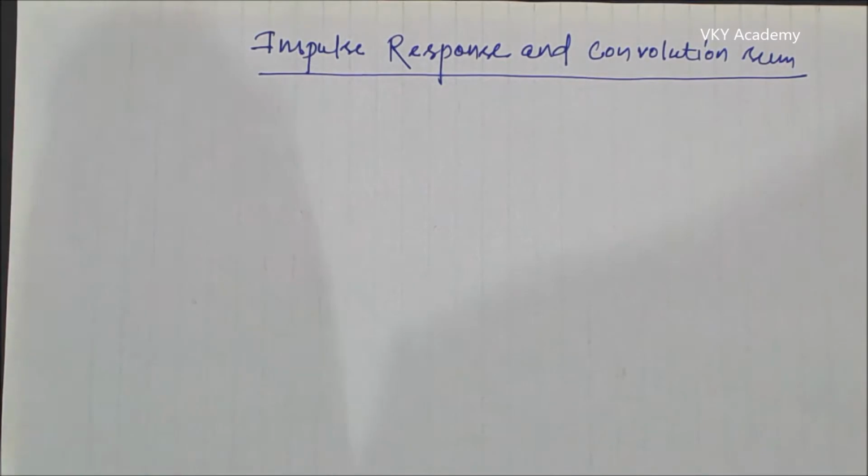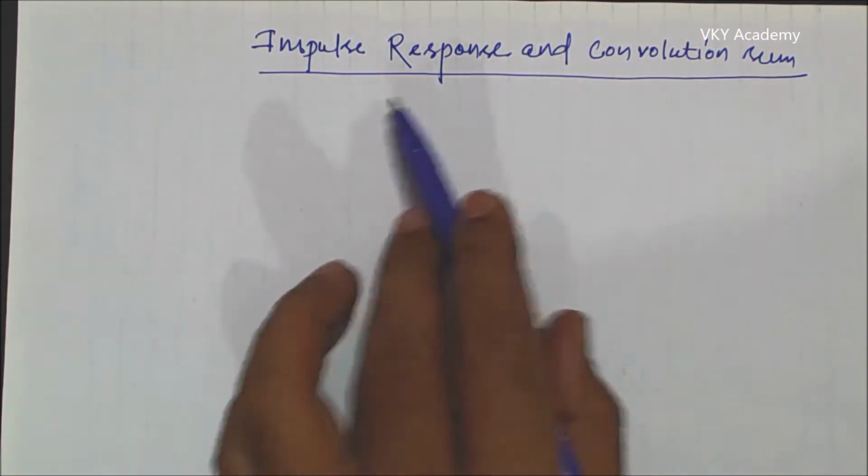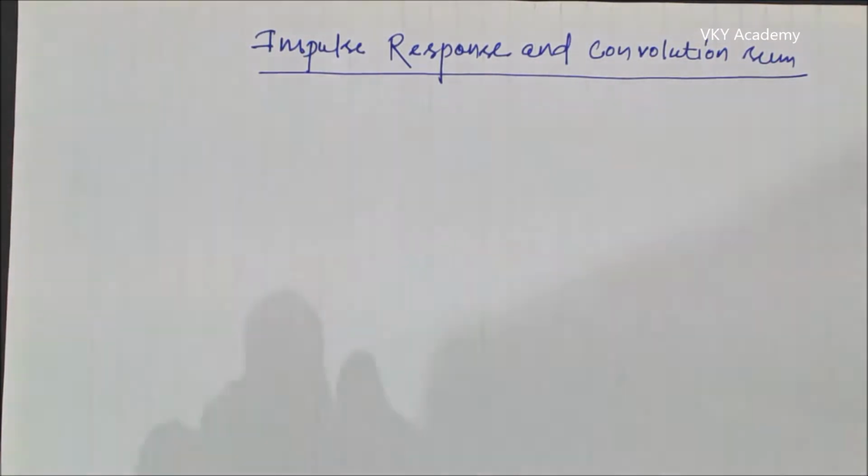Hello everyone. In the previous session we have seen how to represent any arbitrary discrete time signal by its impulses. In this particular session we will discuss impulse response and convolution sum, which is one of the most important topics of signals and systems. So let us understand the concept.